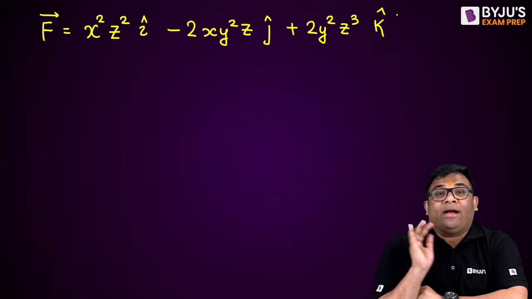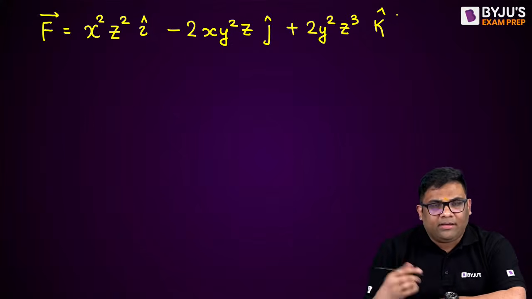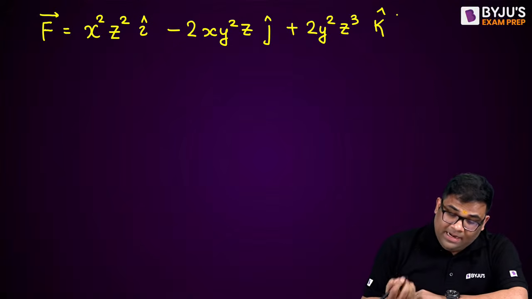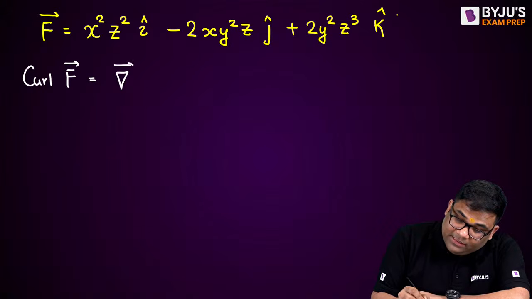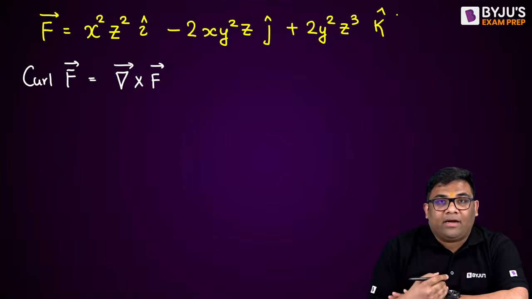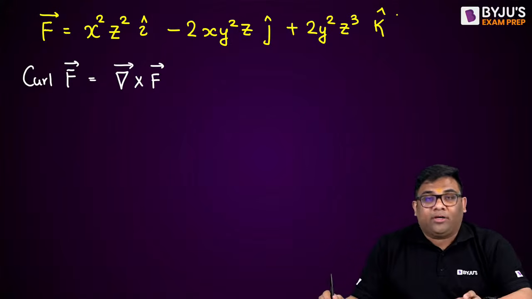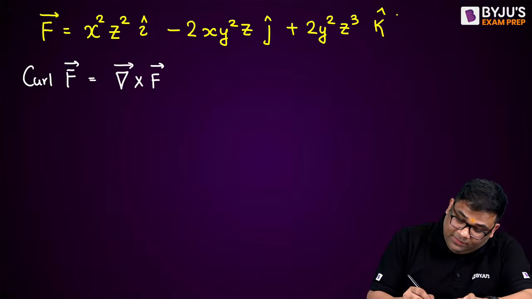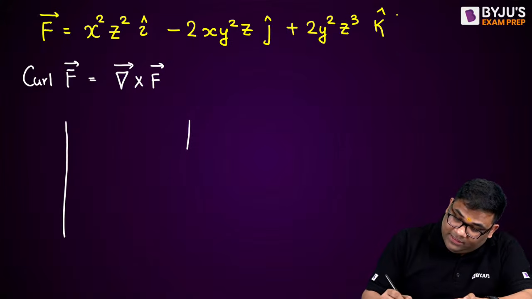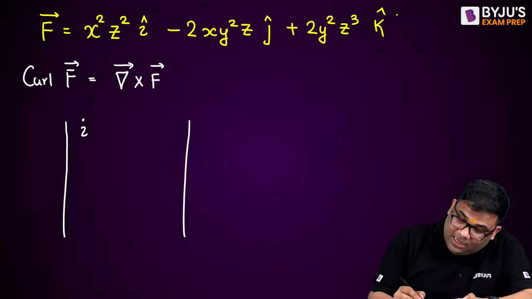So they will give you a vector function because curl will act on a vector. They might write curl of f, or they might give this notation. This notation is curl of f, the vector cross product. Now how to do this cross product? Very easy. It's a determinant of I, j, k. Just write like this.